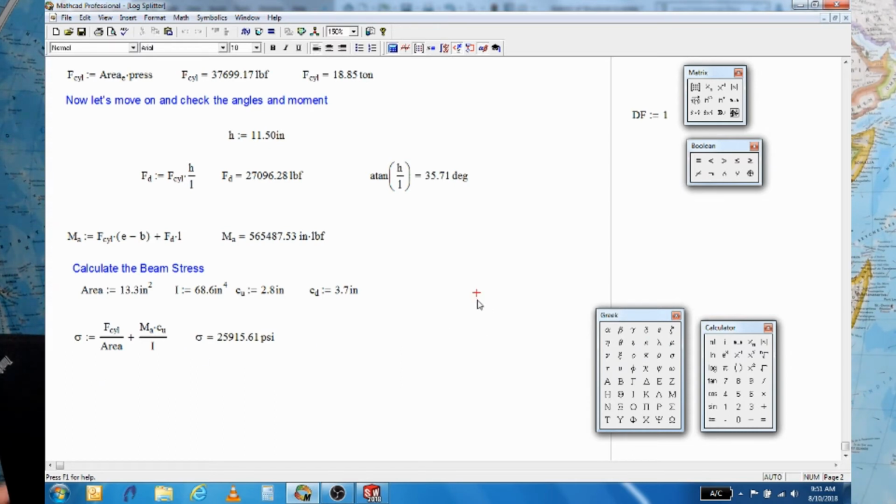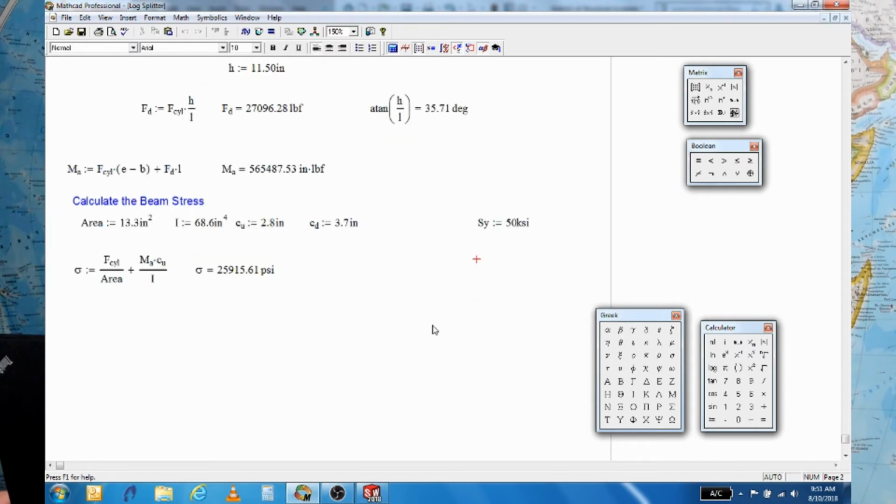Let's specify our material strength. For I-beams, material strength is 50 KSI. Usually that's an A992 beam. So here we're going to also look at the shear stress, which is the force downward times the area.